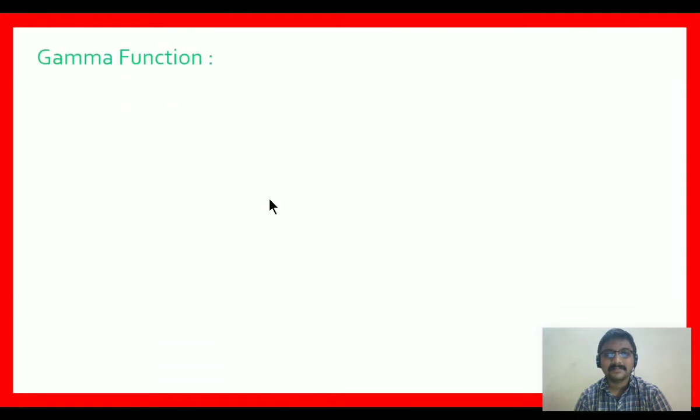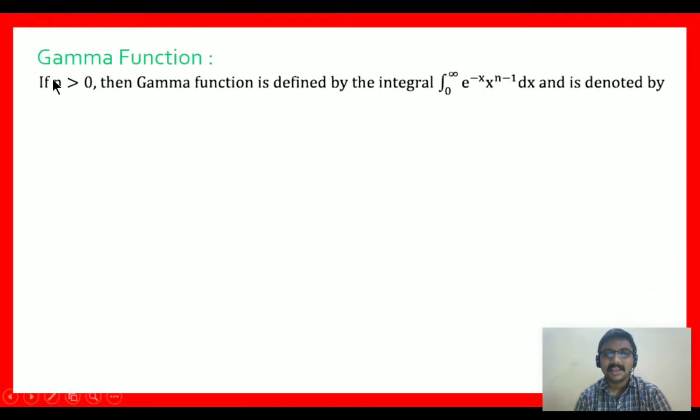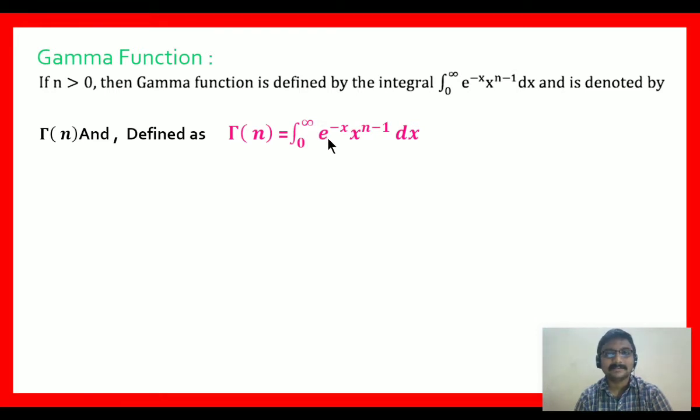Gamma function. Definition: if n is positive, then the gamma function is defined by the integral from 0 to infinity of e power minus x times x power n minus 1 dx, and is denoted by gamma of n. Gamma of n is the integral from 0 to infinity of e power minus x times x power n minus 1 dx.